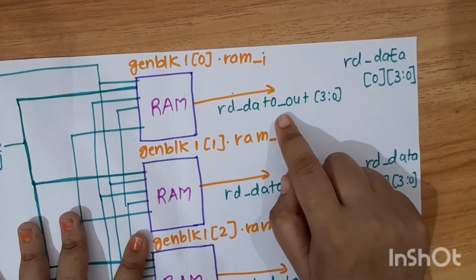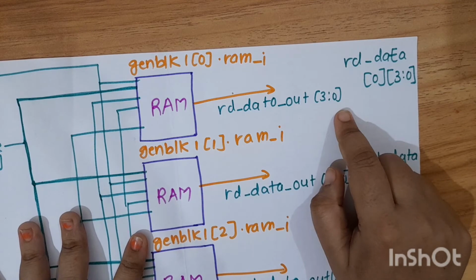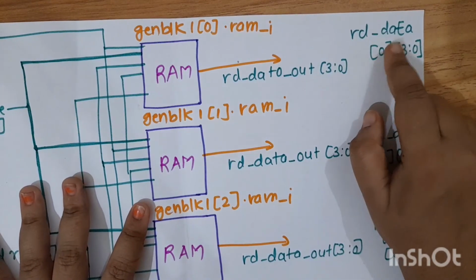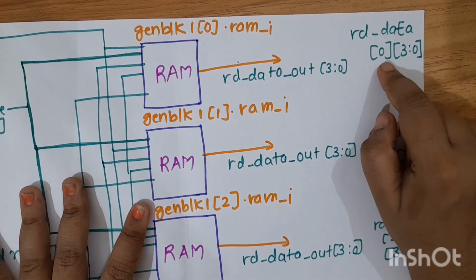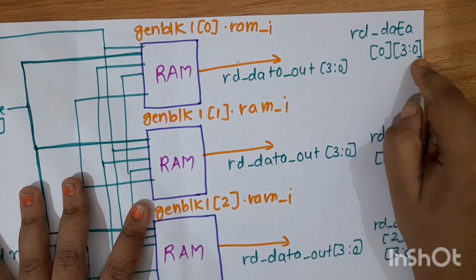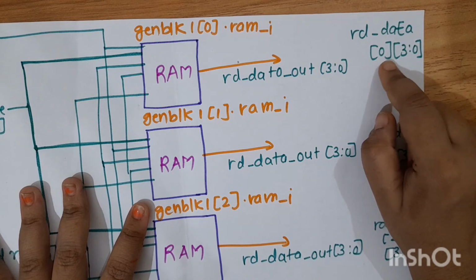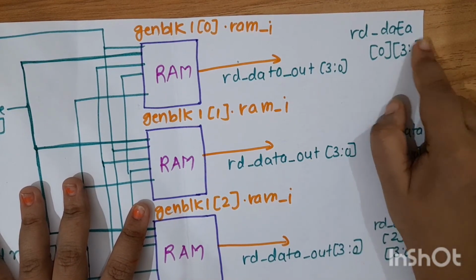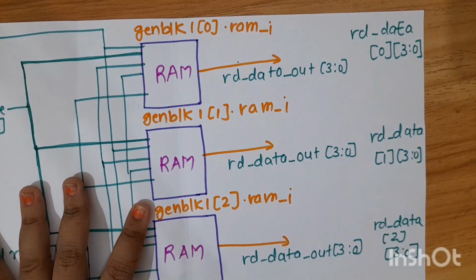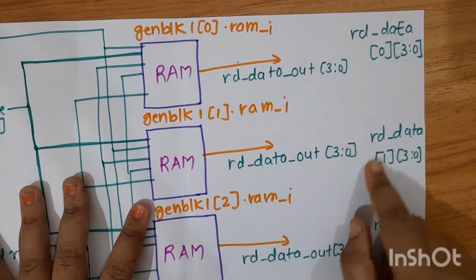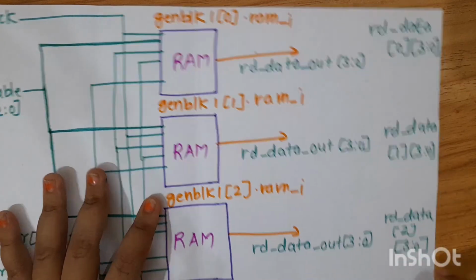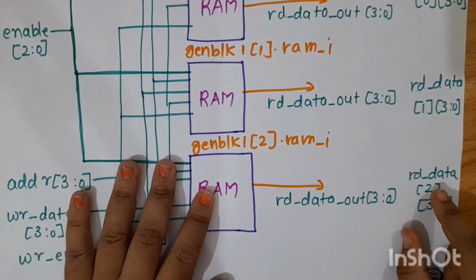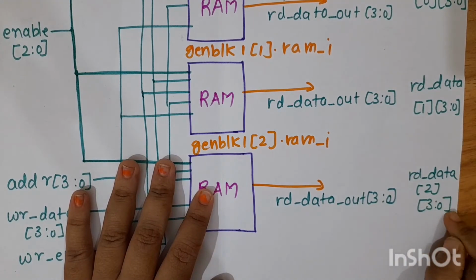Read underscore data 0 out, 3 down to 0, is connected to read underscore data, the index was 0. It was a 2-dimensional array, 3 down to 0 for RAM 0. This was the index for the RAM number, and this is the number of bus lines, that is 4. Here it is connected to read underscore data 1, 3 down to 0. This is connected to read underscore data 2, 3 down to 0.